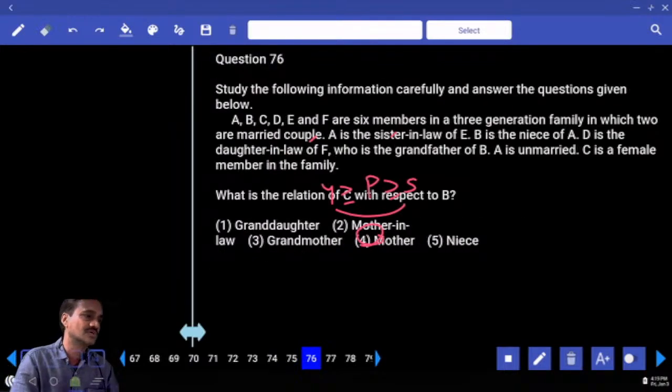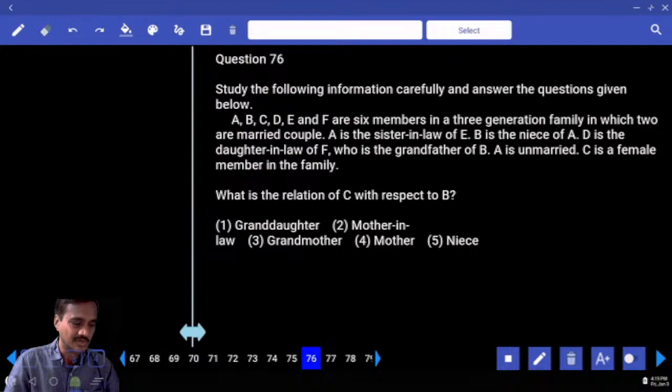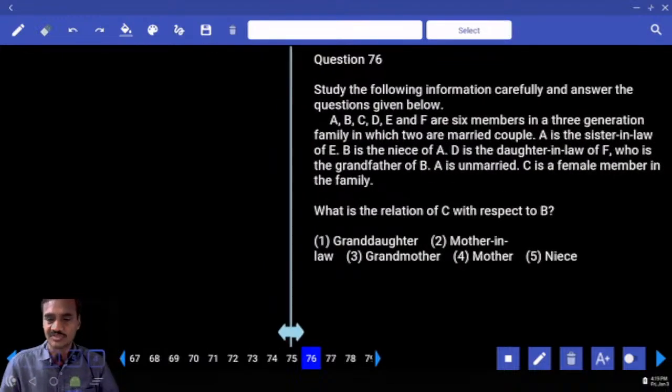Then 76 onwards. Now in this 76 to 77, blood relations. Now only 2 questions were given. First or the second priority? First priority itself. Now there are 6 members in a family. And among these 6 persons, there are 2 married couples. That means 4 persons got married.